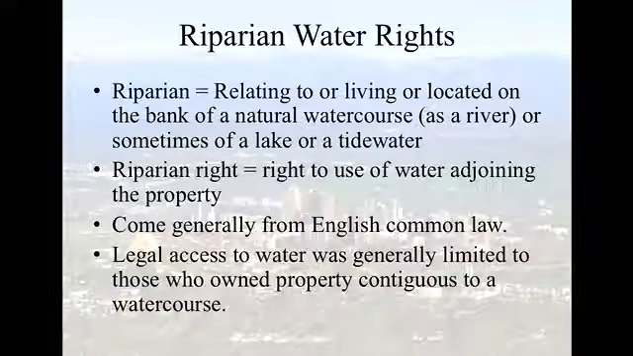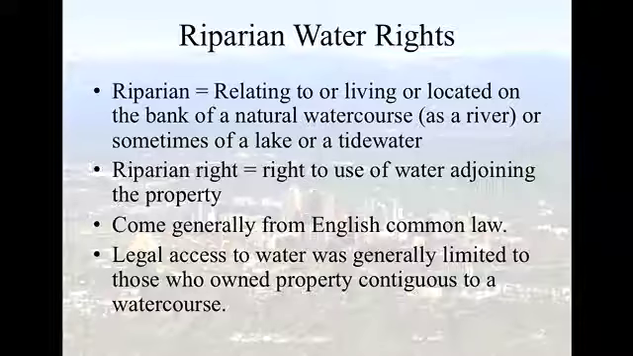So we'll start with riparian rights. Riparian means relating to or living or located on the bank of a natural water course, as in a river, or sometimes a lake or a tide water. So in ecology, you talk about riparian habitats. Those are habitats next to a stream, next to a river. It's what you imagine when you imagine that bucolic stream going through the countryside. You've got cattails, you've got willow trees draping out over the water, you've got cottonwoods growing there. All those signal riparian habitat.